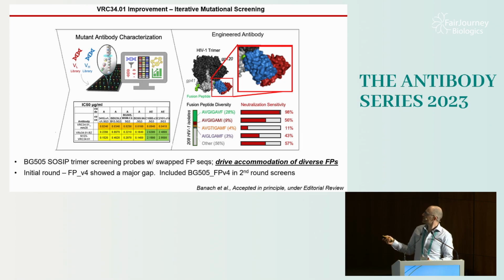In particular, there's one fusion peptide variant that has an insertion that was really a problem for recognition. So this is a fairly prevalent sequence in the global HIV representative strains, and this particular antibody wasn't able to recognize that at all. And so after a first round of screening, we started to really incorporate that into our screening rounds. And just a note, we're screening the trimer against the BG505, so this is a stabilized version of the HIV trimer, where we swapped different variants of just that 8 amino acid fusion peptide sequence.